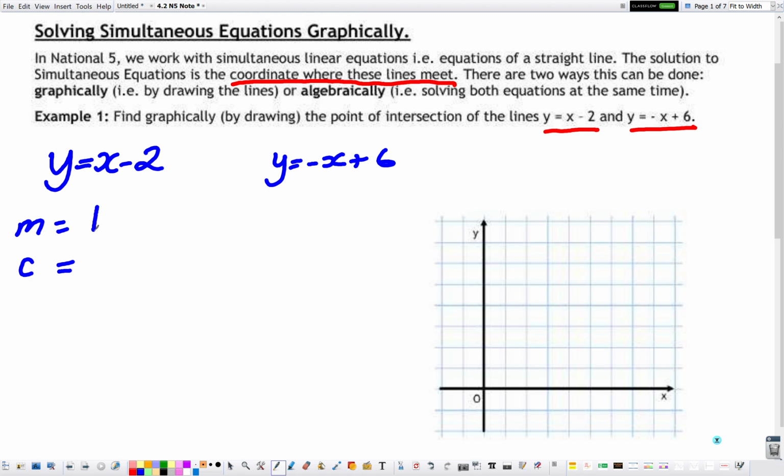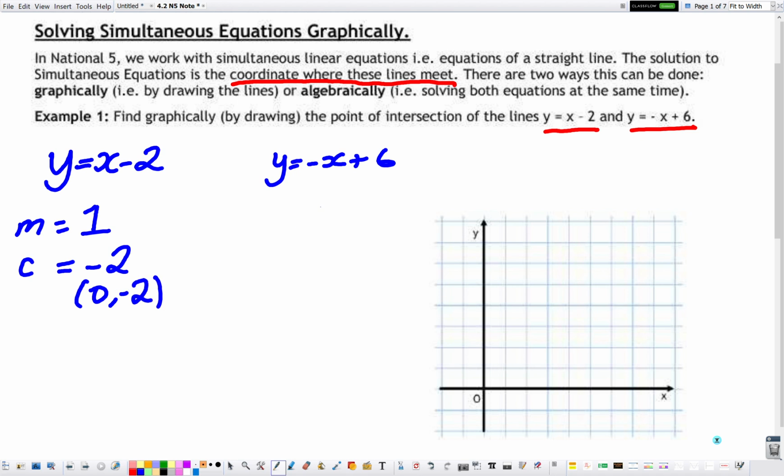the gradient, is 1, which means you go along one box and up one box. The y-intercept is of course whatever number is on the end of the equation, which in this case is minus 2. So that means it will cut at the point 0, minus 2.